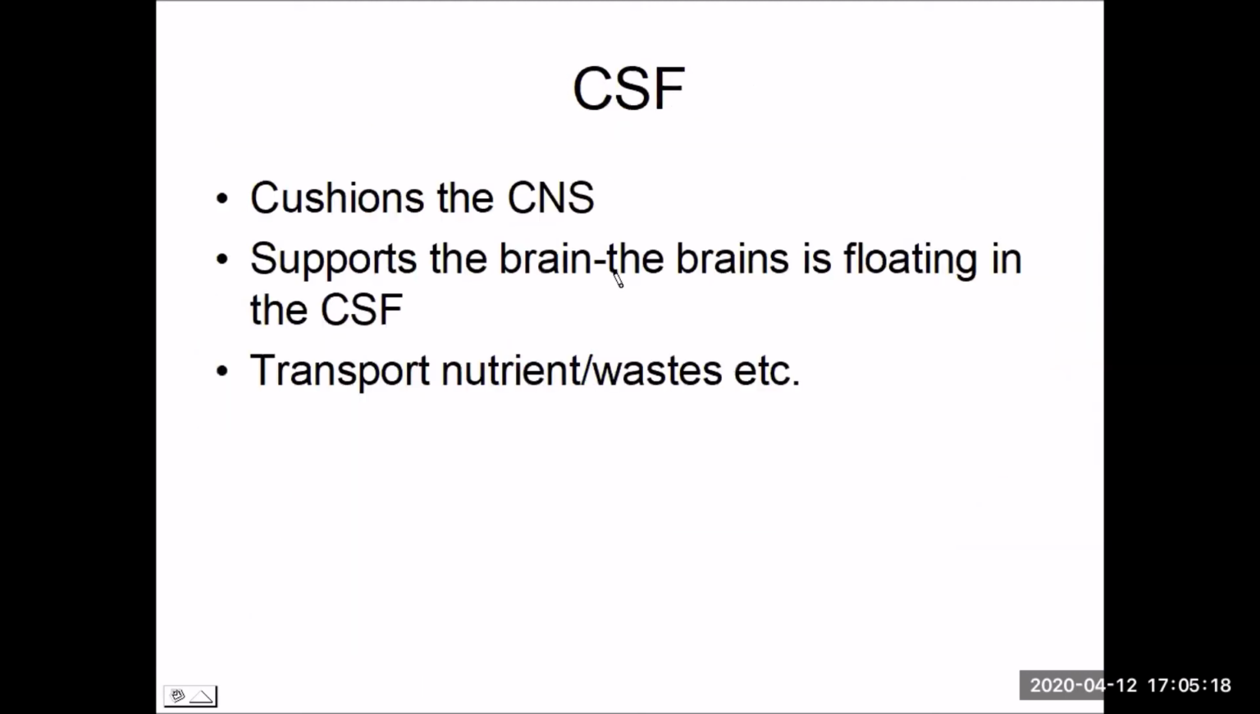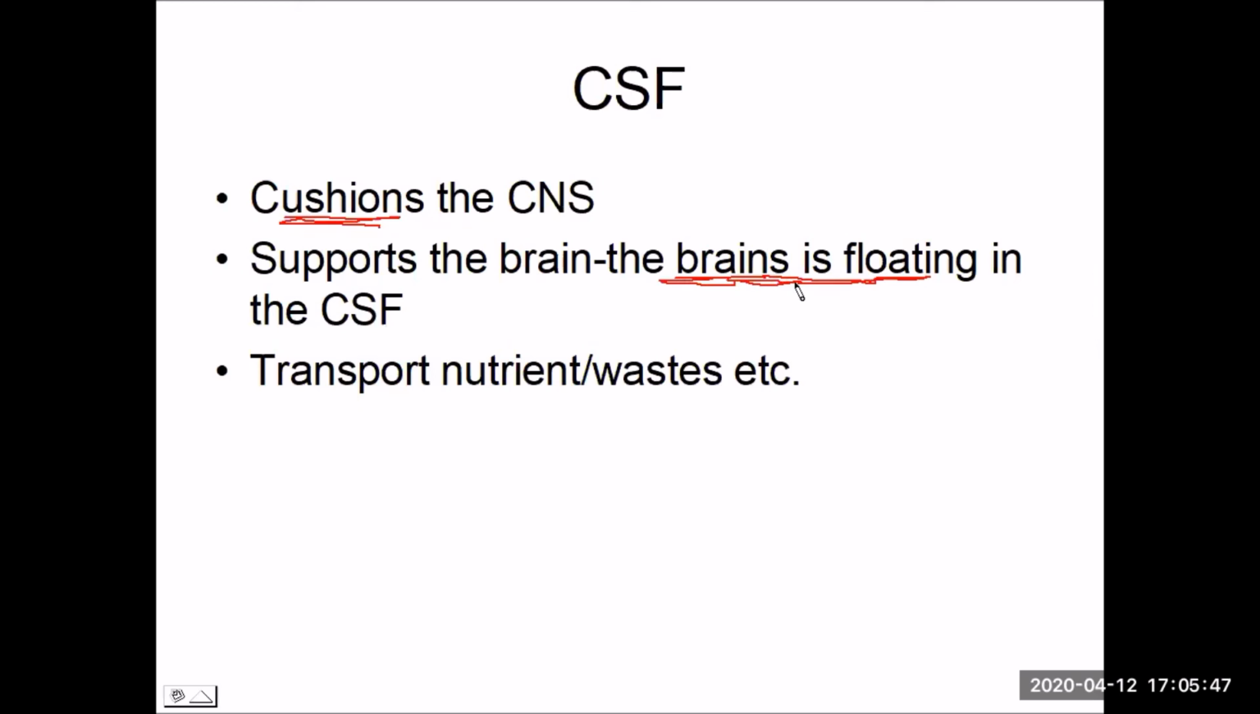So taking a look at the fluid itself, it's another protective layer helping to support and protect the brain. So of course there are the bones of our cranium, there's what's called meninges, and there's also this fluid. And in fact, the fluid itself helps to support that 3-pound weight of the brain itself. So it's suspended in this fluid and supported by this fluid.